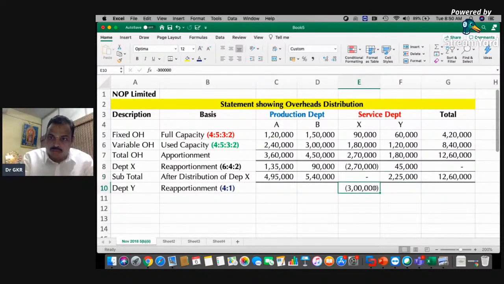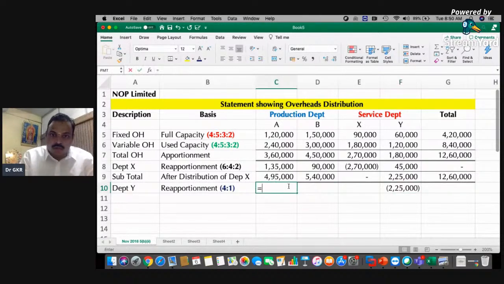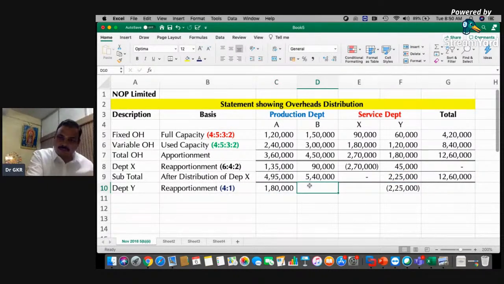So now we are going to distribute 2,25,000. So minus 2,25,000 is going to be distributed in the ratio of 4:1. So 2,25,000 into 4 by 5. Similarly, 2,25,000 into 1 by 5.